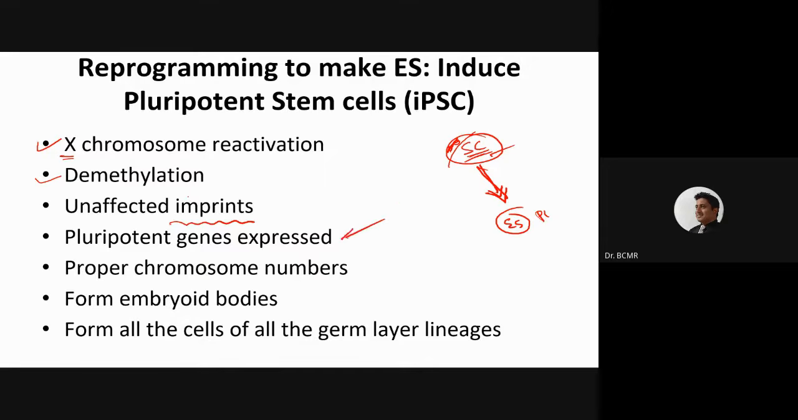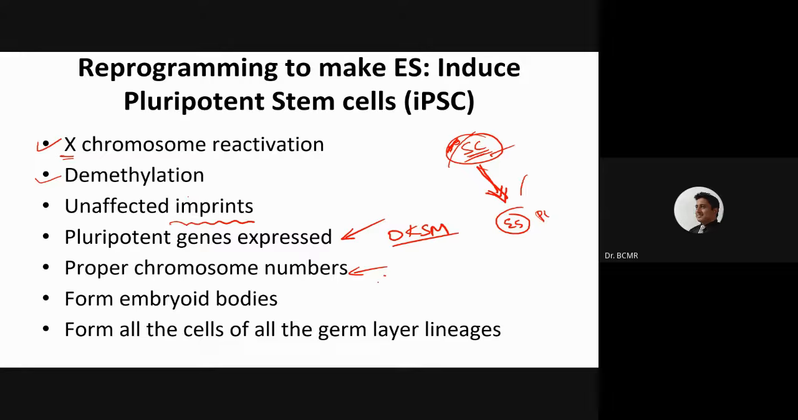And we should somehow express the pluripotent genes, which are mostly about OKSM. And the chromosome numbers: every time we do transplantation of nuclei and so on, there is always a risk of chromosome number abnormalities. Aneuploidies may occur. So that is another thing we need to take care of.